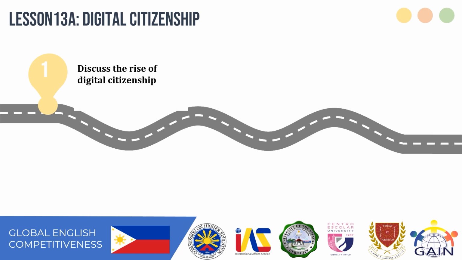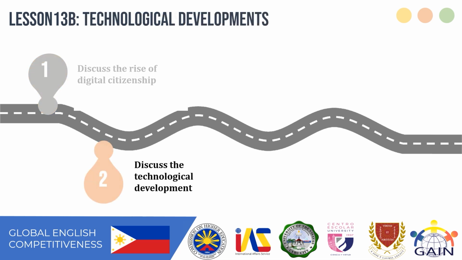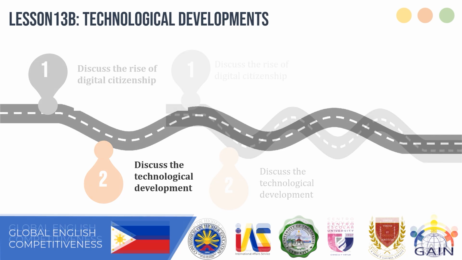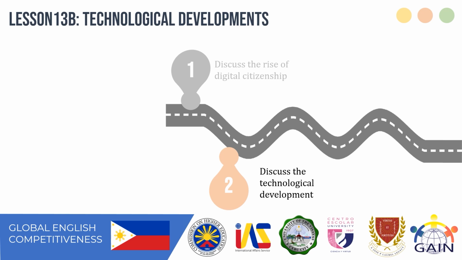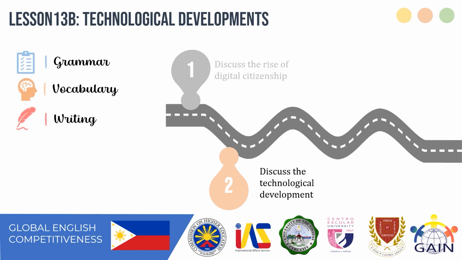As you can remember, we have already covered our first can-do objective, where you discussed the rise of digital citizenship. So let's move on to our second can-do objective. Discuss the technological development. Without further ado, let's move on to Lesson 13B, Technological Developments. And here are the different sub-lessons that will help us achieve our objective. Grammar, vocabulary, writing, and speaking.